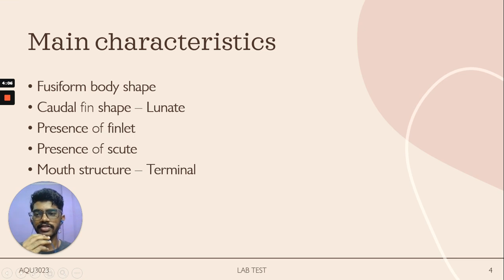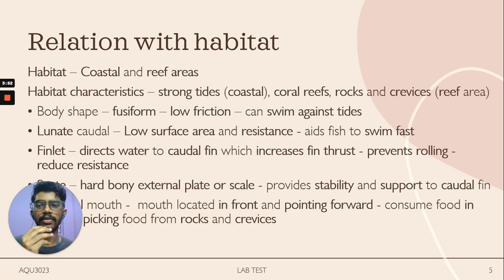So the main characteristics of these fishes are: both of them have a fusiform body shape, its caudal fin shape is lunate, it has finlets, it has scute, and its mouth structure is terminal. So what is the relation between these main characteristics and its habitat? Before I get to that, I would like to highlight its habitat.